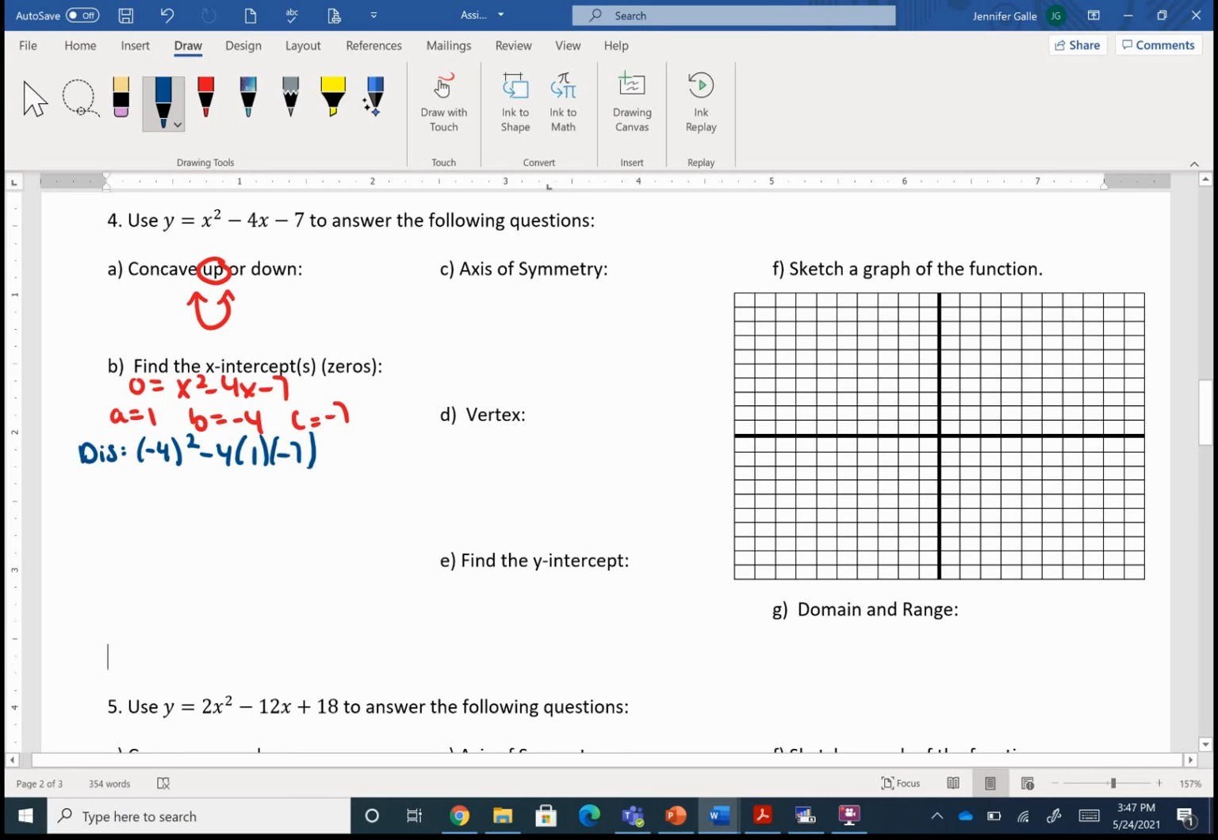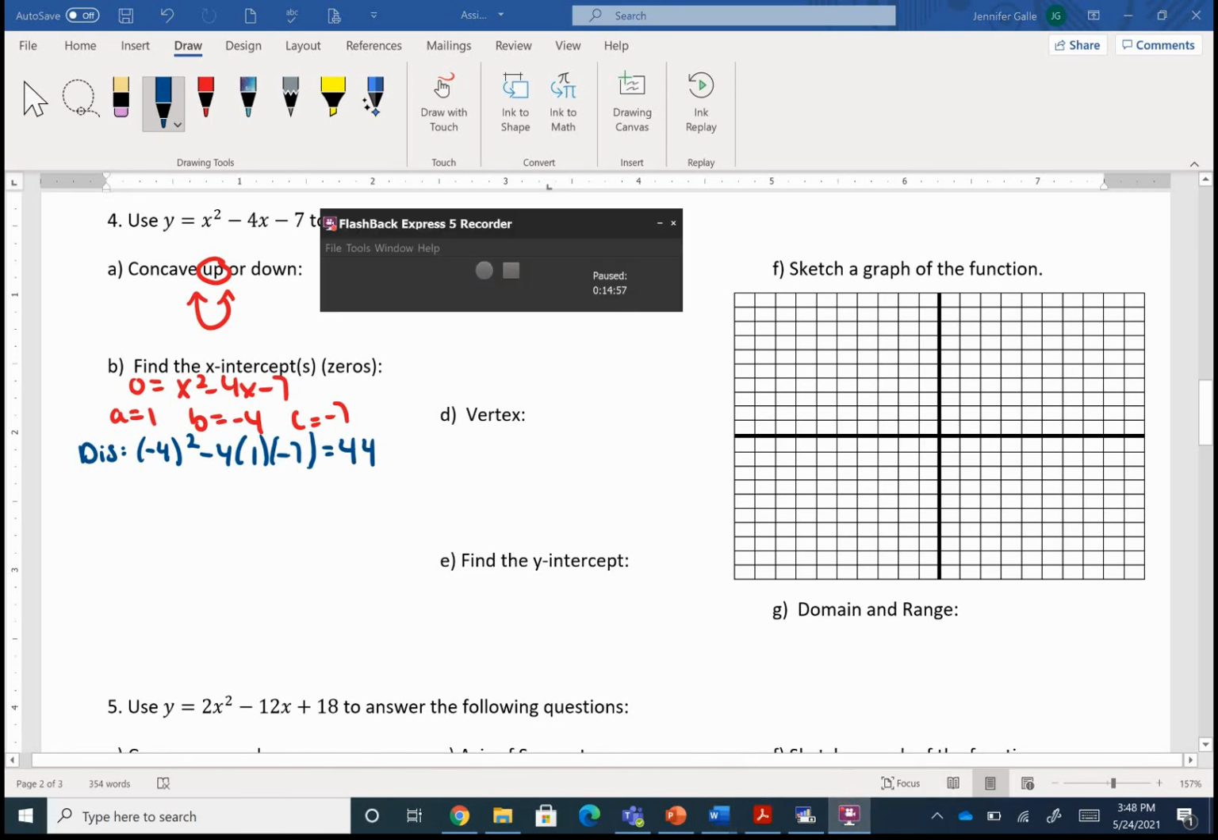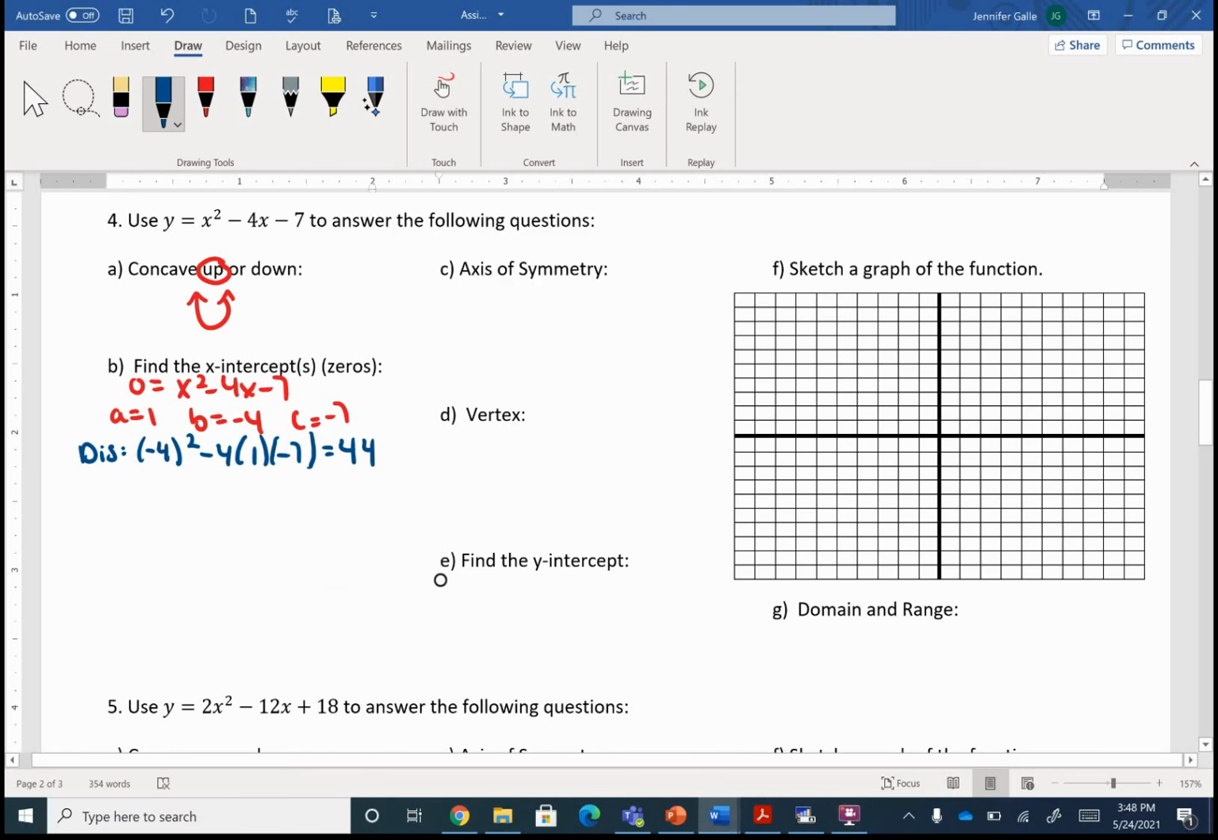And we come up with 44. Now, since the discriminant is positive, that tells us that we're going to have 2 solutions, and we're going to have 2 x-intercepts. So now since I know I'm going to have 2 solutions, I'm going to find them using the whole formula.